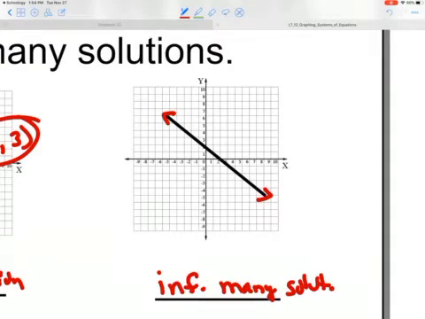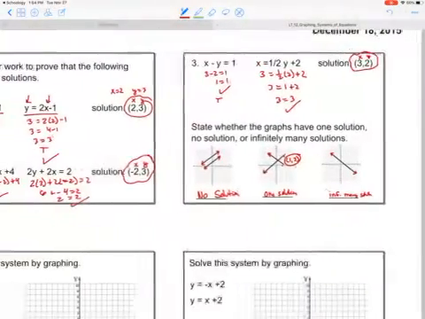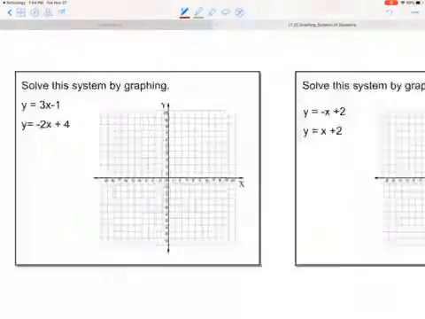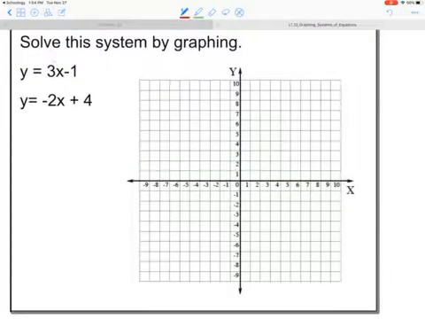Because all the solutions with one are shared with the other. Let's solve this system by graphing. Now, fortunately, each one of these is written in slope-intercept form. It makes graphing a little easier. So my y-intercept here is -1.